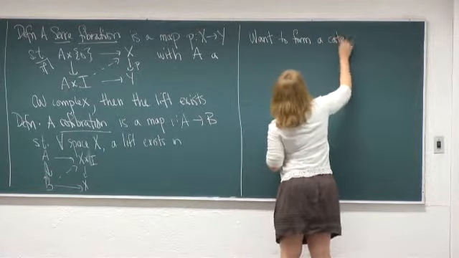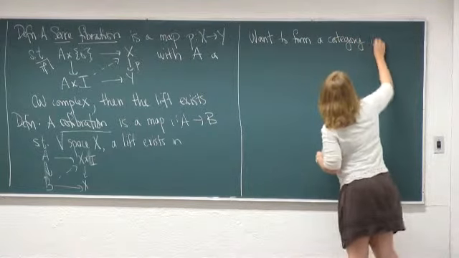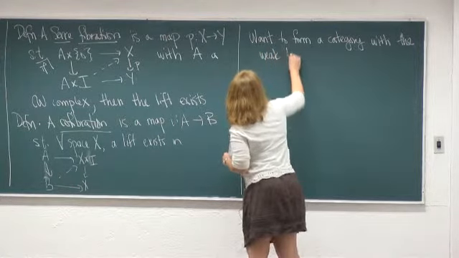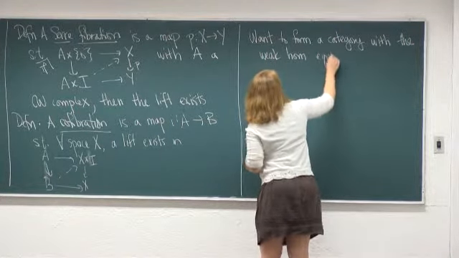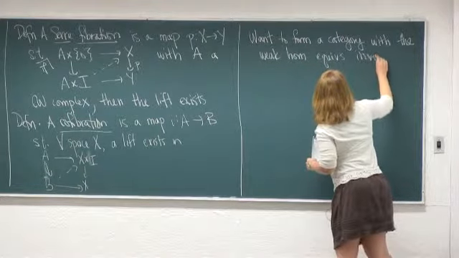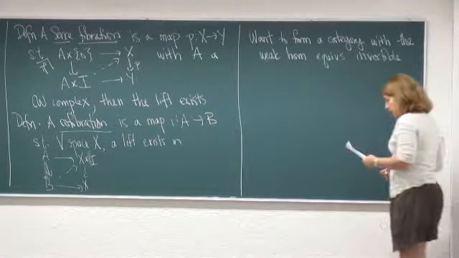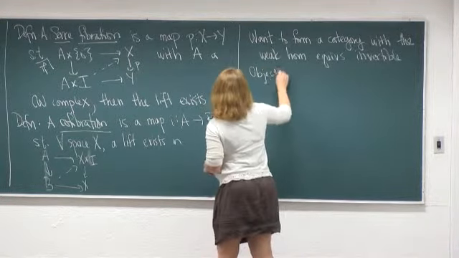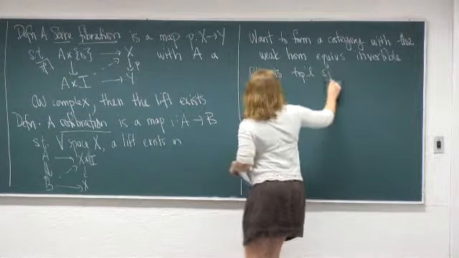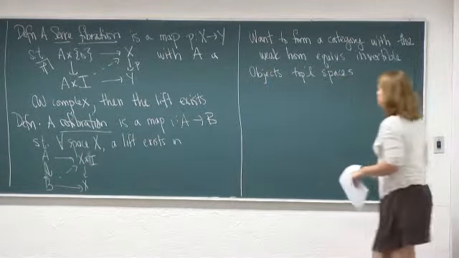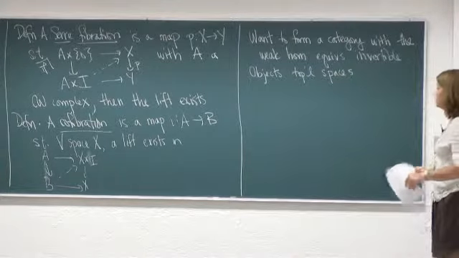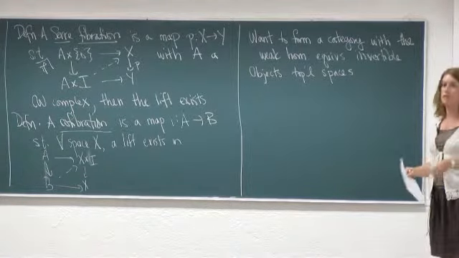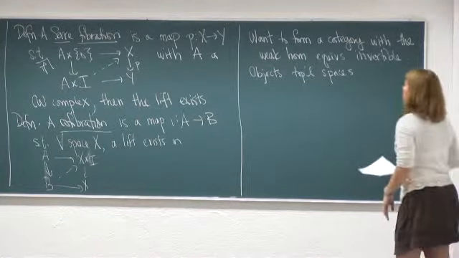So we want to form a category with the weak homotopy equivalences invertible. Okay, so objects are still just going to be the topological spaces. That's not going to change. And I guess secretly here you should be putting a few restrictions, like that these are compactly generated Hausdorff spaces or something like this, but I'm not going to worry about that too much.